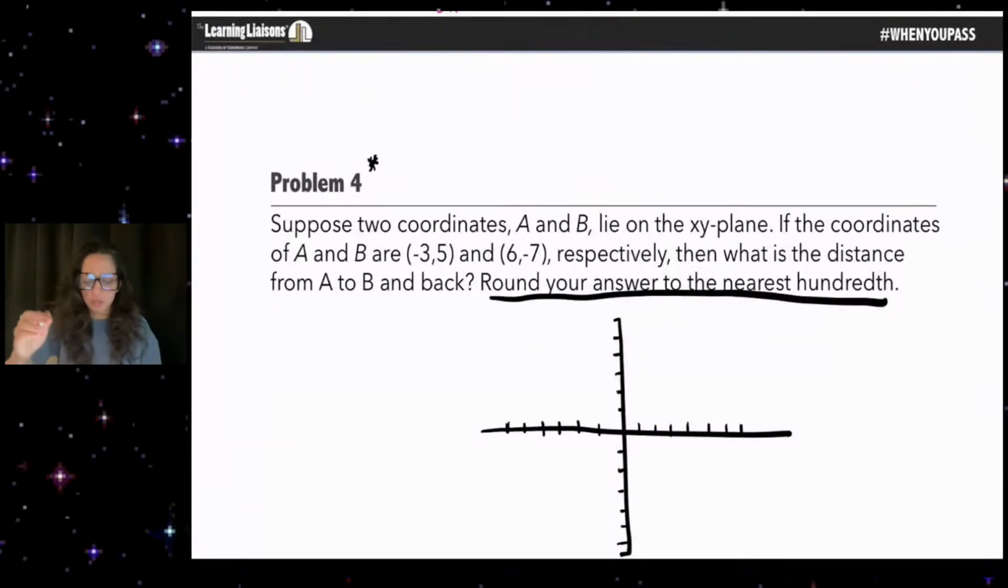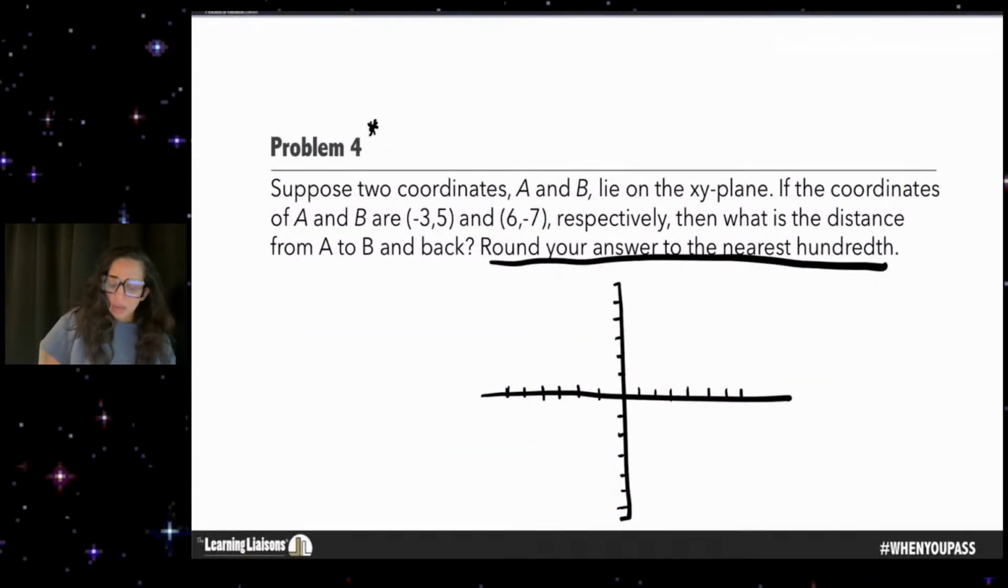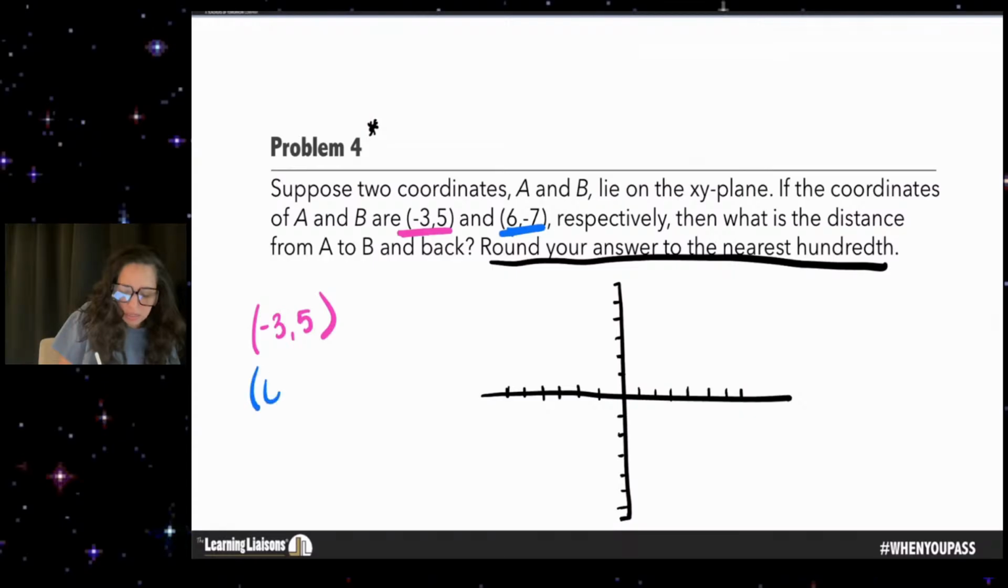All right, so I've drawn my coordinate grid. Here it is. Big drum roll. Boom, there it is. Okay, here's my coordinate grid. Now, I'm going to plot these points. When I am plotting points on a coordinate plane, here's point 1, here's point 2, -3, 5, and 6, -7.